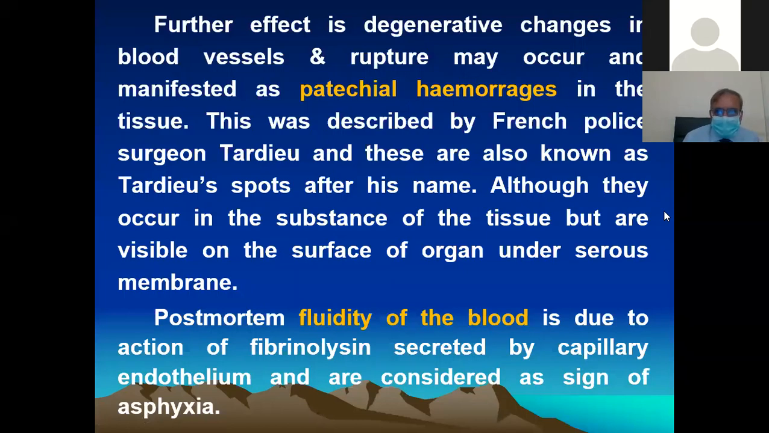This was discovered by the French police surgeon, Mr. Tardieu, who for the first time found these petechial hemorrhages in asphyxial deaths. I asked this question in the MCQs. Postmortem fluidity of blood is another feature, which is because of the release of fibrinolysins from the capillary endothelium.